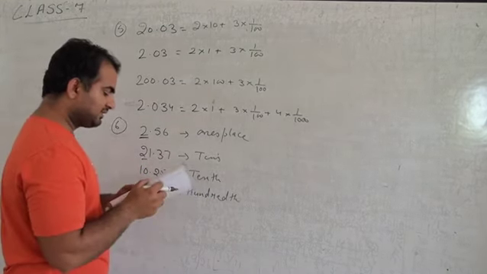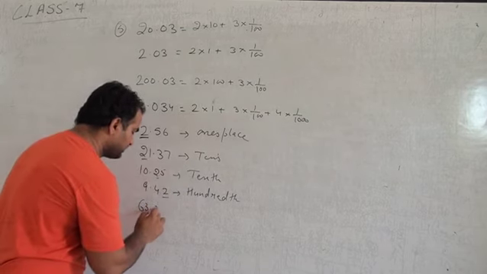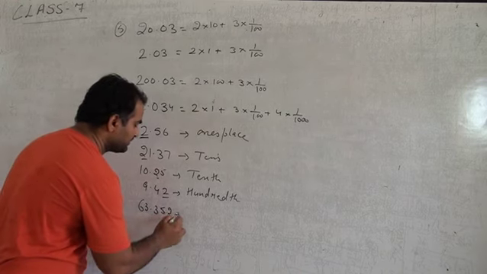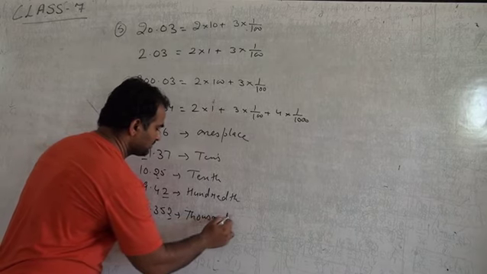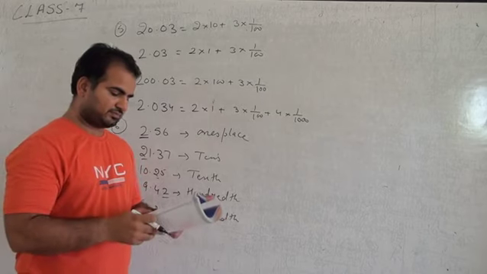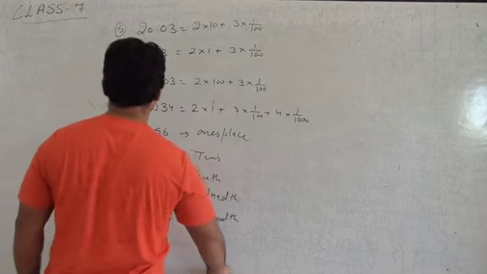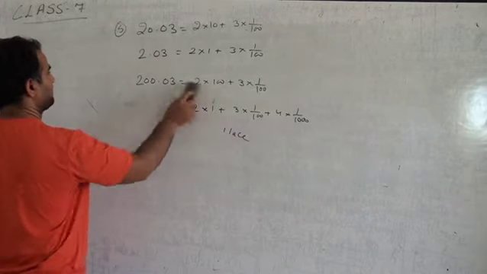And next is 63.352. So 2 is at the thousandth place. Okay, thousandth place, TH. So class, this is our question number 6. Next we are going to do question number 7.